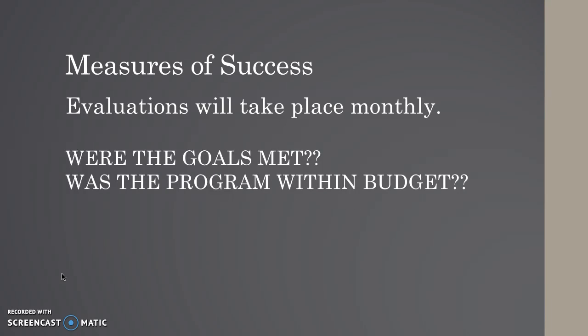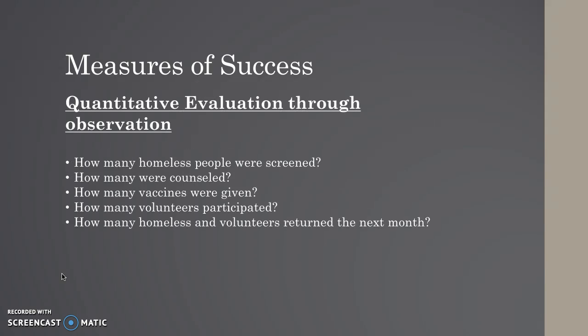Measures of success. Evaluations will take place monthly. The main goal of the evaluation would be asking yourself, were the goals met, and was the program within budget? You could use quantitative evaluation through observation. You would ask yourself how many homeless people were screened, how many were canceled, how many vaccines were given, how many volunteers participated, and how many homeless and volunteers returned the next month.